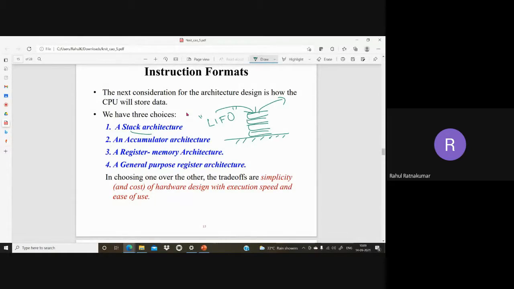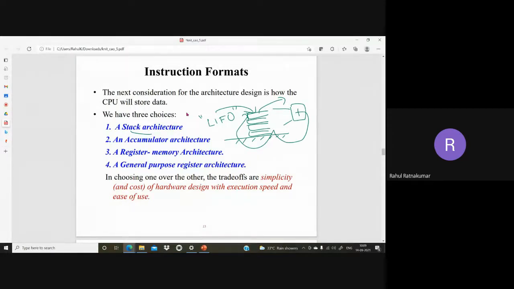Whatever needs to be processed by the ALU has to be taken from the stack. The result also has to be put in the stack, coming on the top of the stack. As the stack goes on, more data is placed over it like this. So this is stack-based architecture.